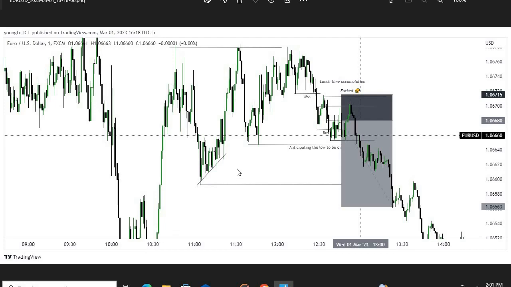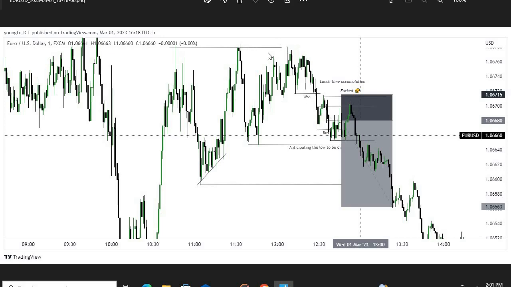I was tape reading with my phone. I was inside the car. I was on a journey. So this was how I was here. I took price here, because I was thinking maybe they are going to take me off here. Lunch tiny accumulation. I was within this public market structure shift after taking buy-side liquidity.